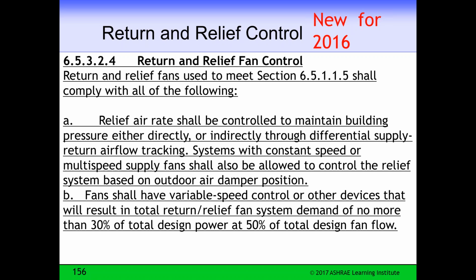Return and relief control, new for 2016. Return and relief fans used to meet section 6.5.1.1.5 shall comply with the following. Relief air rate shall be controlled to maintain building pressure either directly or indirectly through differential supply-return airflow tracking. Systems with constant speed or multiple speed fans shall also be allowed to control the relief system based on outdoor air damper position. Fans shall have variable speed controls or other devices that will result in total return/relief fan demand of no more than 30% of total design power at 50% of the total design flow.